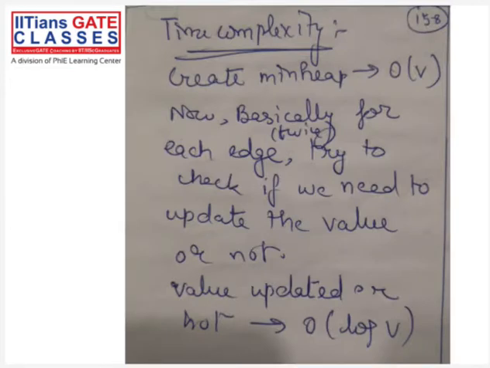Okay, so now the time complexity is what? This to create min heap. And basically for each edge twice try to check if we need to update the value or not.